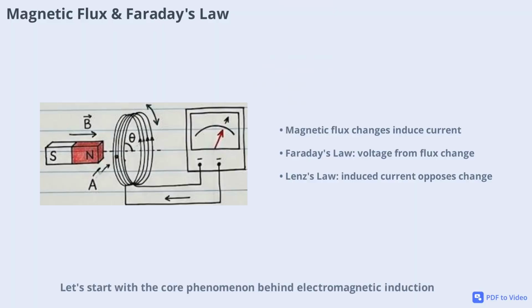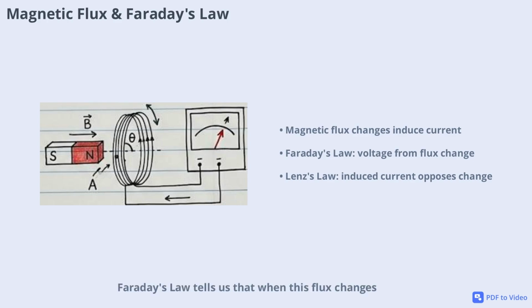Let's start with the core phenomenon behind electromagnetic induction, magnetic flux. Imagine a magnet moving in and out of a coil of wire. As the magnet moves, the amount of magnetic field passing through the coil changes. This change is what we call magnetic flux, represented by the symbol phi. The formula for magnetic flux is phi equals B times A times the cosine of theta, where B is the magnetic field strength, A is the area, and theta is the angle between the field and the area.